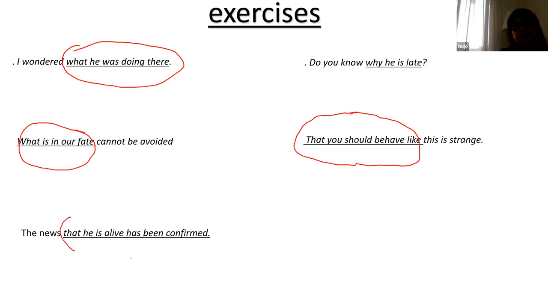The noun clause here is that he's alive has been confirmed. But what is the news about? There is no answer to that. It is telling you about the news. So this is an appositive to the subject, to the noun, the news. The news that he is alive has been confirmed. Here, the noun clause is playing the role of an appositive to the noun, the news.